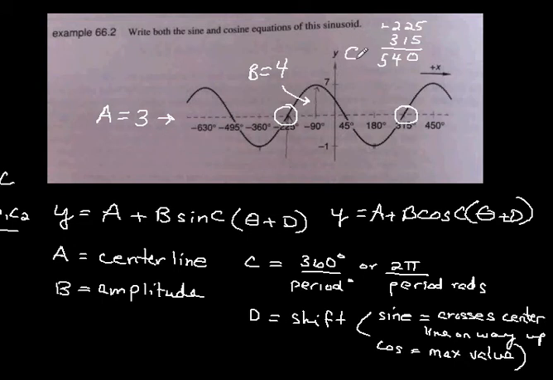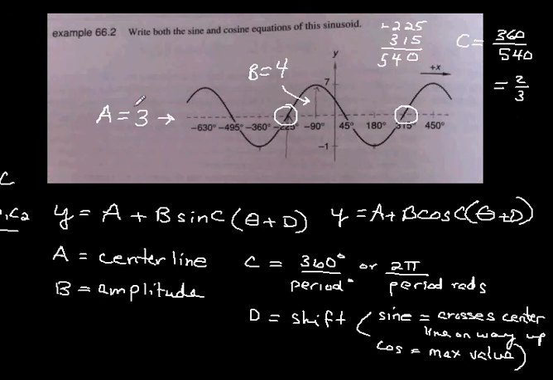Our C is 540, actually, that's not it. It's going to be 360 divided by 540. That is going to be our C value. And if we divide that, we're going to get a fraction. It's going to be 2/3. So our C is going to be 2/3.